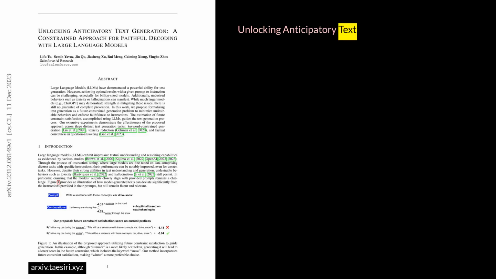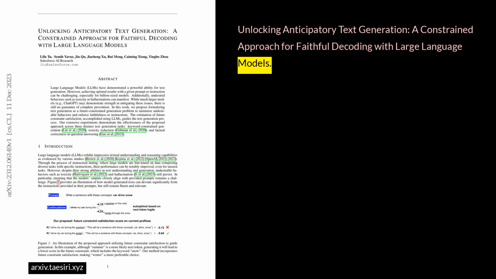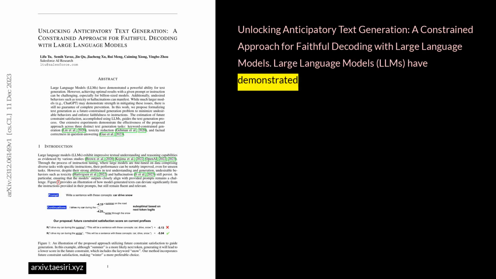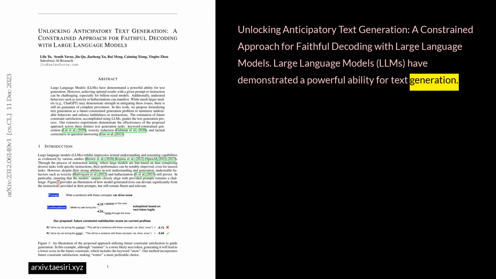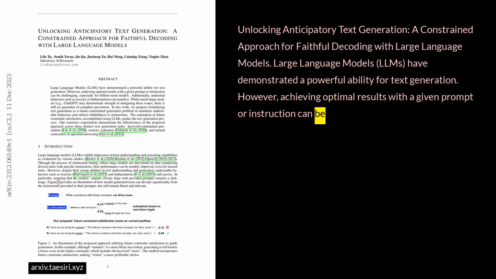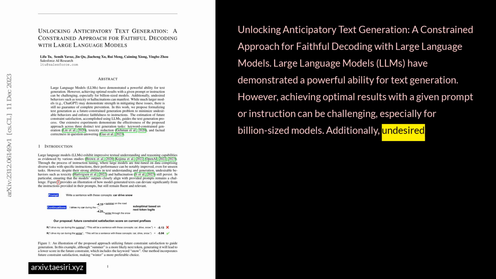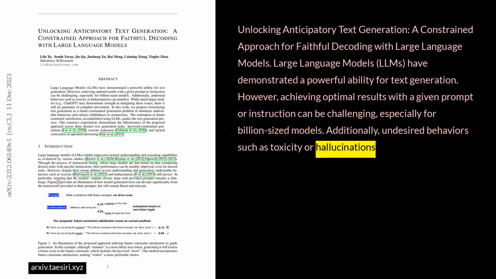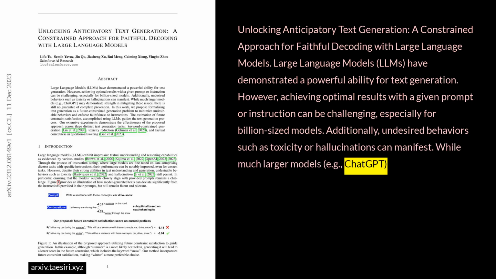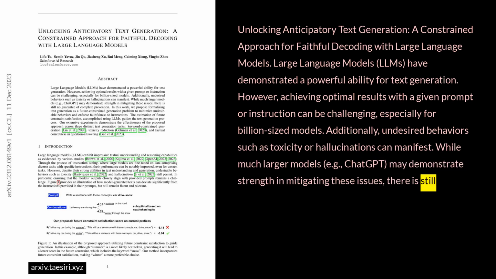Unlocking anticipatory text generation: a constrained approach for faithful decoding with large language models. Large language models, LLMs, have demonstrated a powerful ability for text generation. However, achieving optimal results with a given prompt or instruction can be challenging, especially for billion-sized models. Additionally, undesired behaviors such as toxicity or hallucinations can manifest. While much larger models, for example, ChatGPT, may demonstrate strength in mitigating these issues, there is still no guarantee of complete prevention.